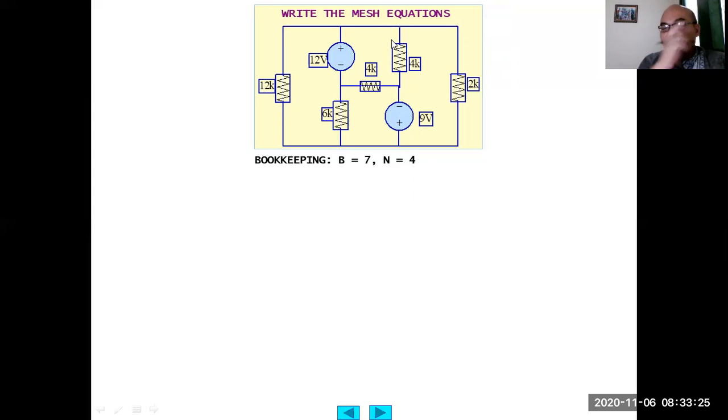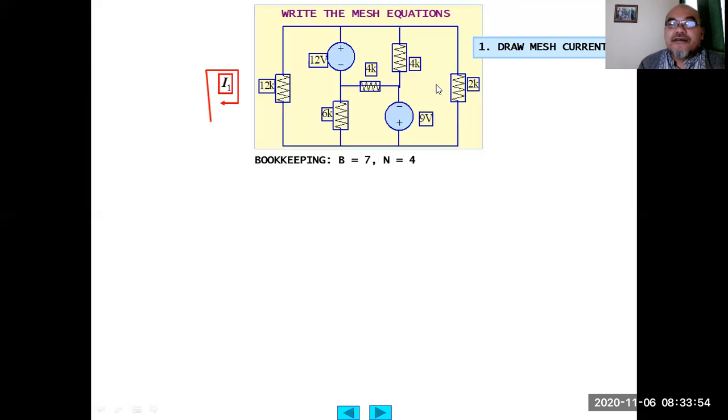So according to the formula which we have learned yesterday, the number of equations needed to solve this problem is b minus n plus 1. 7 minus 4 is 3, plus 1. I forgot now. 7 minus 4 plus 1, right? Then it becomes 4 equations. So first we draw, because there are also 4 meshes.